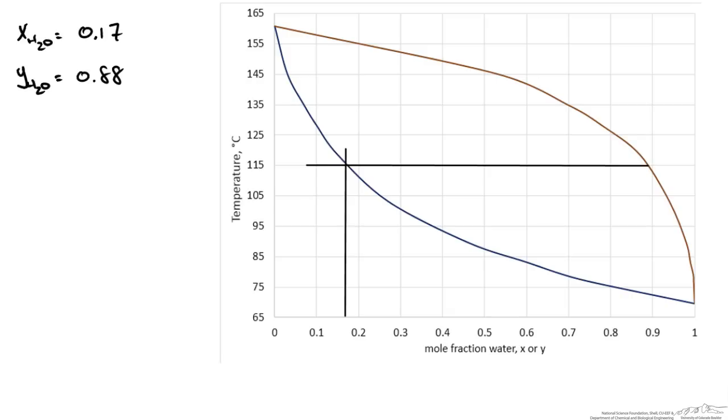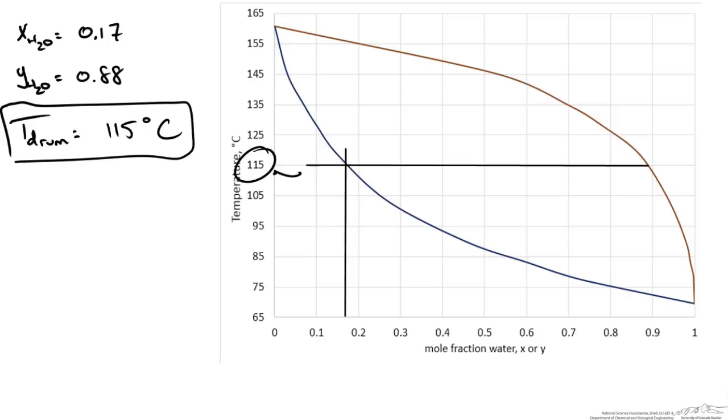And if that satisfies our graphical interpretation, then you could see that this horizontal line is at 115 degrees. Therefore, the temperature of the drum must be at 115 degrees Celsius. So we've answered the first part of our question, the temperature of the drum.